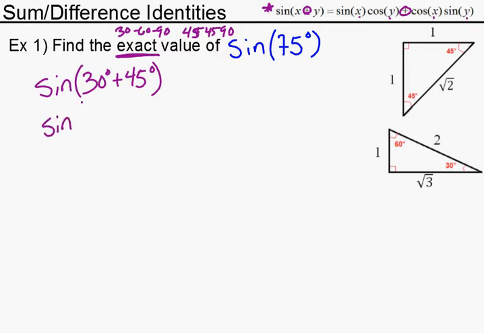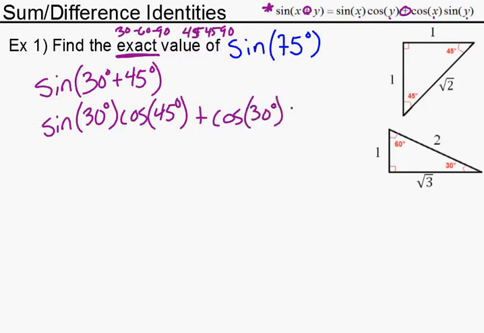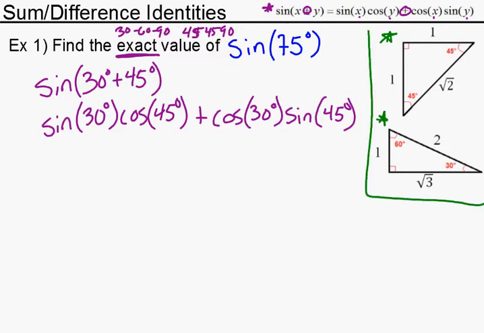It's going to be sine of first, so sine of 30, cosine of second, 45, plus, because it was the top, cosine of first, which is 30, sine of second, which is 45. And if you look here, now I have everything in terms of special triangles. I can go through and use my 2 special triangles that I have listed over here and just figure out all of these values. For example, the sine of 30 degrees, just go back over here.